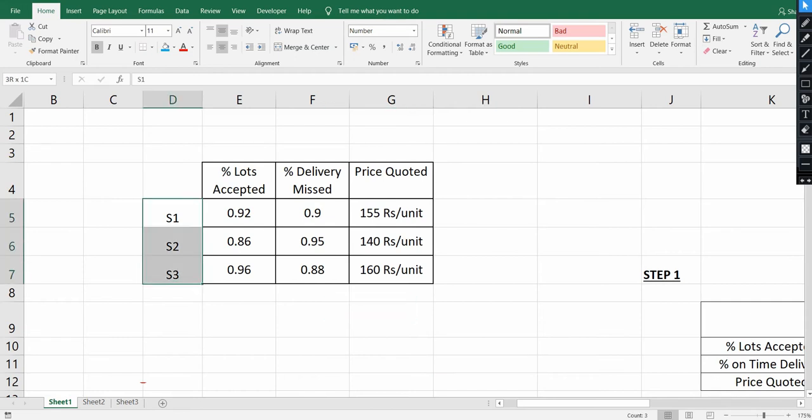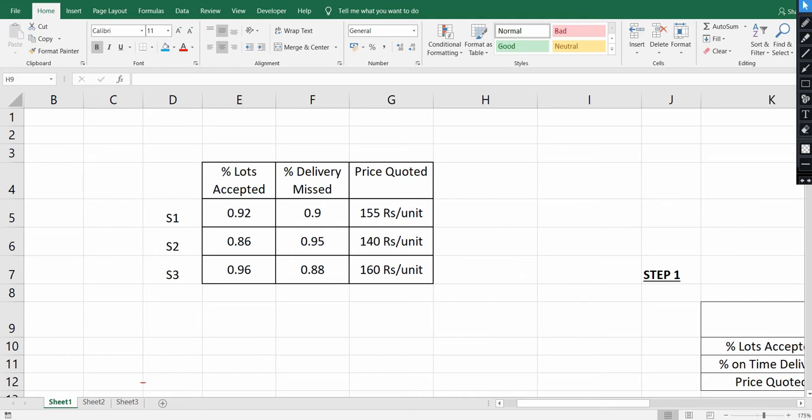Suppose there are 3 suppliers and 3 parameters on which we have to select supplier. First parameter is percentage lot accepted. Second parameter is percentage delivery missed. And third parameter is price quoted per unit by the 3 suppliers.